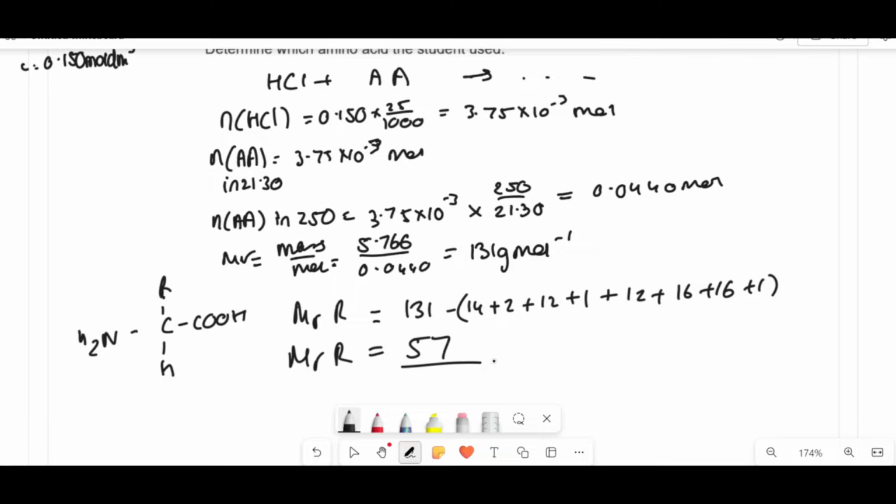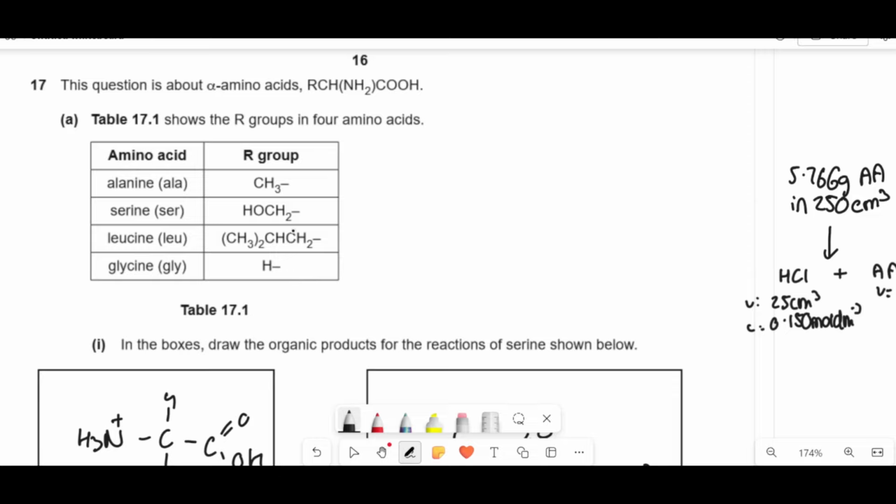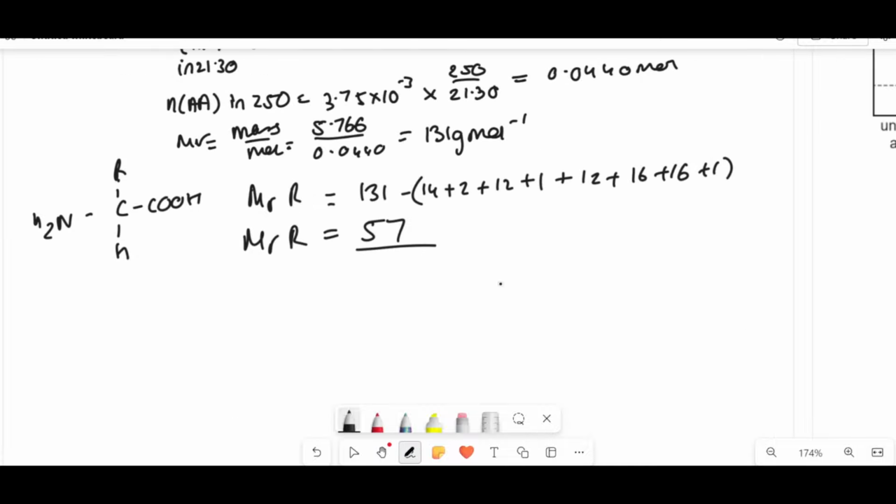So now we know the MR of this is 57, we need to go look back at the table and see which one fits the bill. So the R group that fits 57, if you work out all the MRs, I'm just going to skip ahead and do it because I've done this question about a billion times, it's going to be this, lysine. So therefore, the amino acid is lysine.